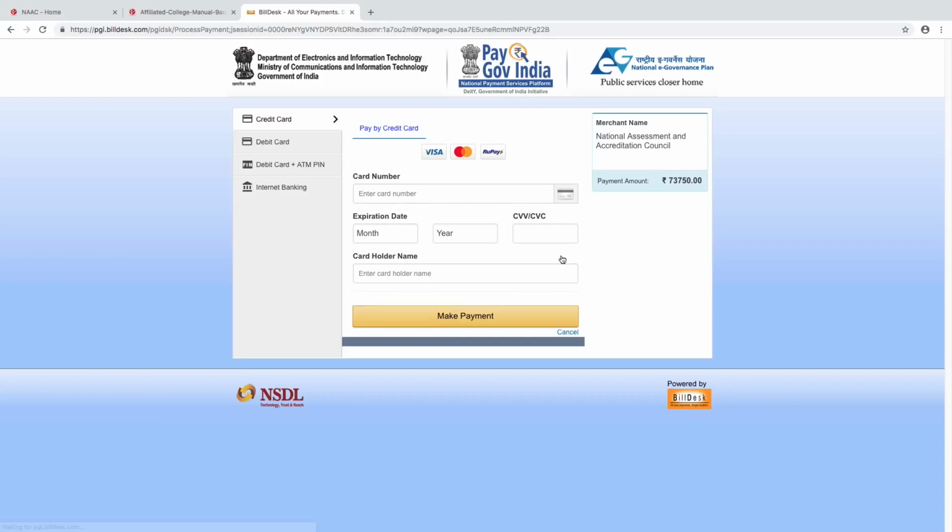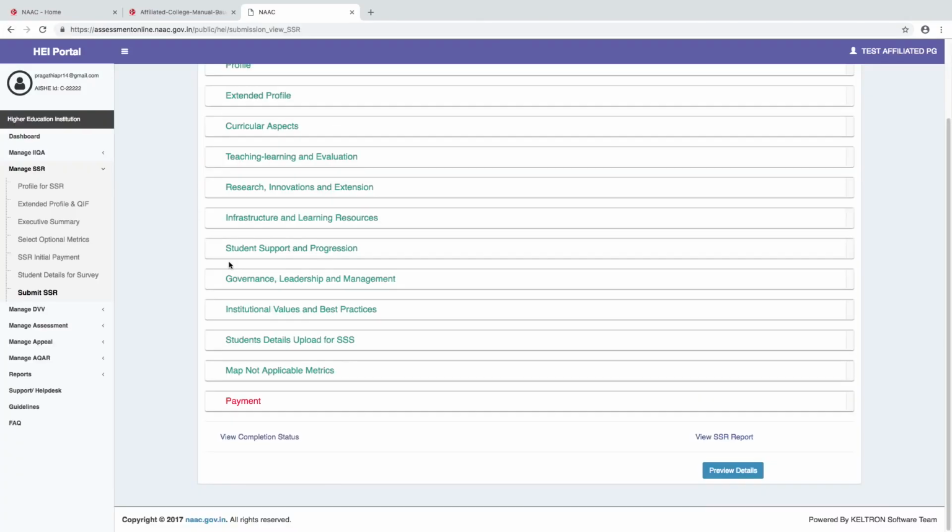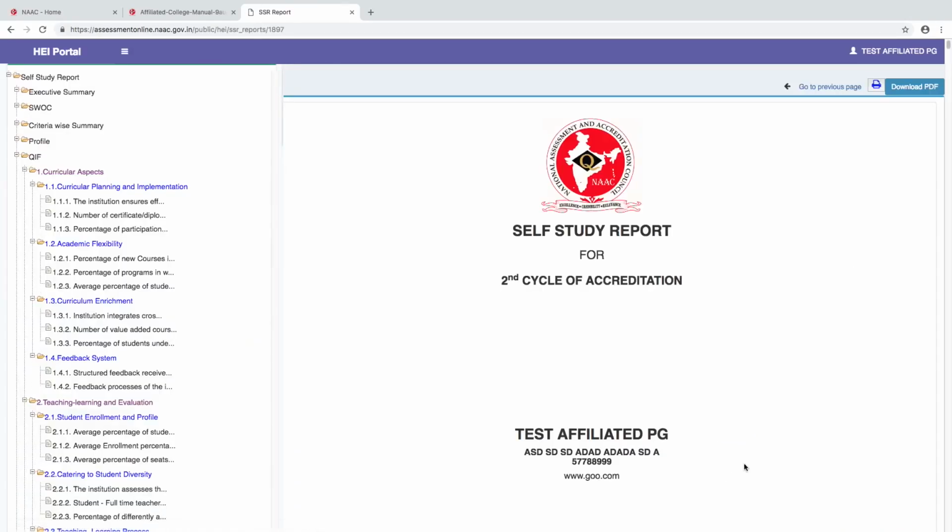Upon providing the required credentials in the payment gateway, after the payment becomes successful, it redirects you back to the SSR page. Upon the successful payment, the payment also would turn green and a submit button will be available for you to complete the process, pressing which your SSR will be completed and submitted successfully. This preview details option lets you see the SSR that you have prepared and it can be downloaded as a PDF for your future reference.